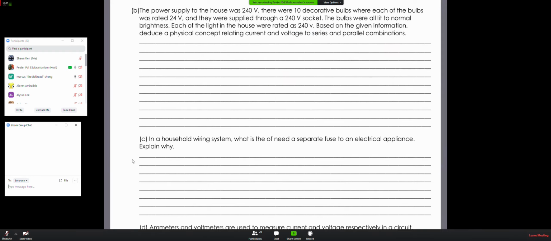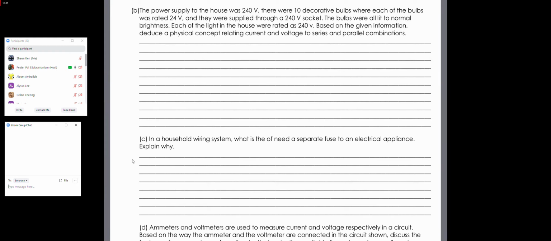Next. Very good. Each of the lights in the house was rated 240 volts. Based on the given information, deduce a physical concept relating current and voltage to series and parallel combination. Okay, write down first. Current. Write down in series first, in series circuit.